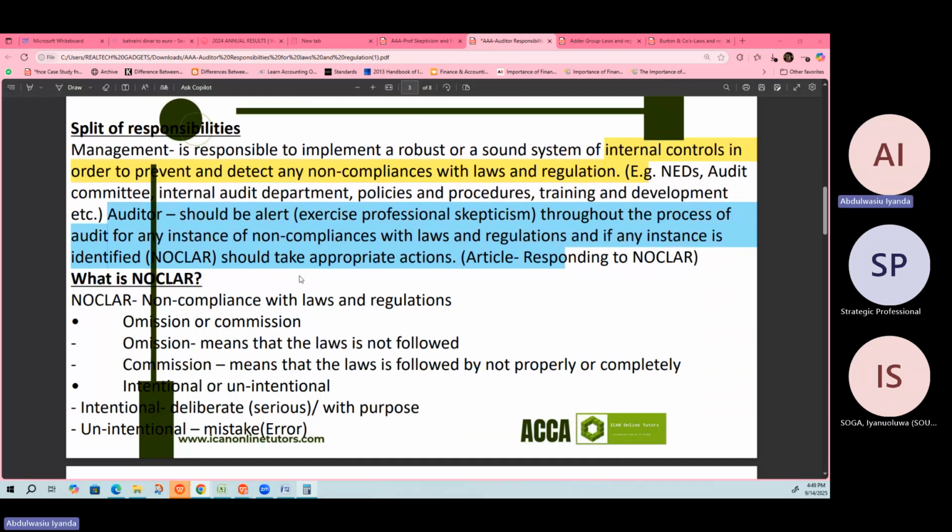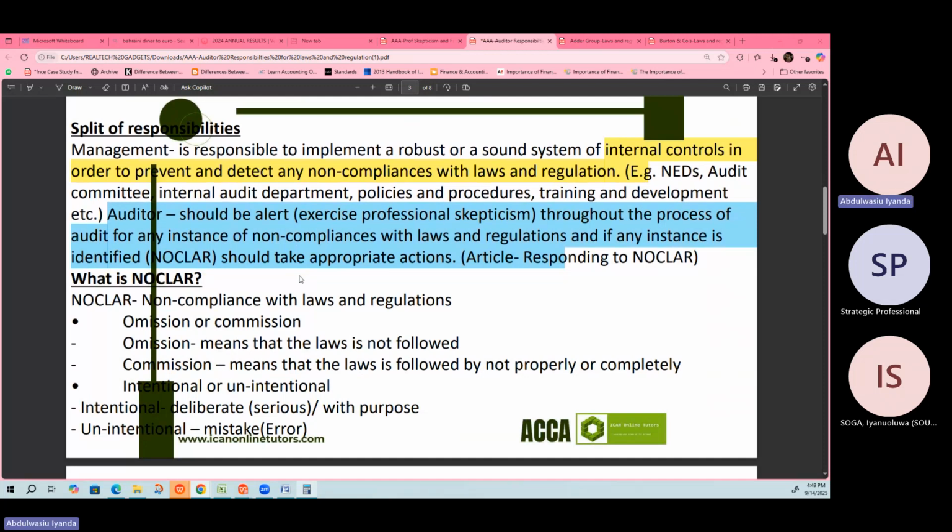For example, let's look at it from the accounting standard point of view. The accounting standard can say, okay, you need to do this, you need to do this. This is how you do the measurement. These are the disclosures that you need to provide. They will just provide a small disclosure and run away. They won't do the remaining ones. That is the commission under this particular concept that we are talking about. It means that the law is followed but not properly or completely.